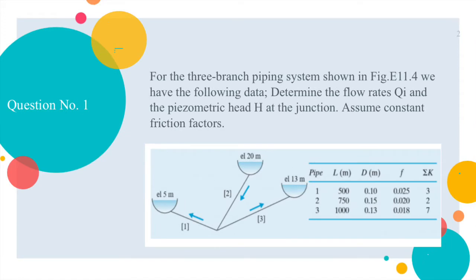Problem number 1. For the 3-branch piping system shown in figure 11.4, we have the following data. Determine the flow rates Q and the piezometric head H at the junction. Assume constant friction factors. The dimensions of the pipes are listed on the table.